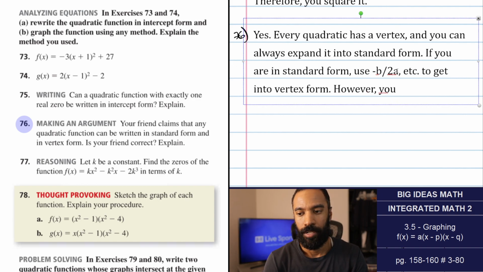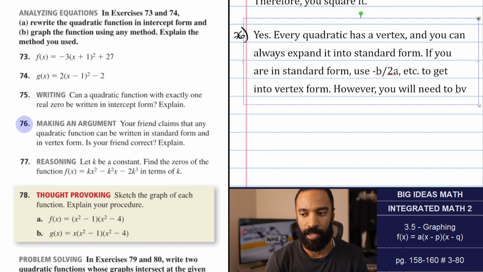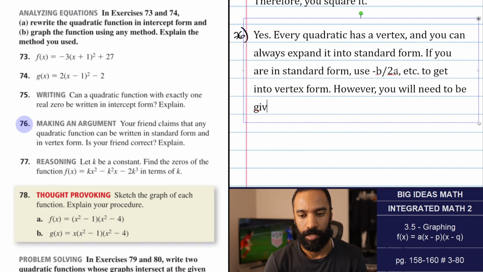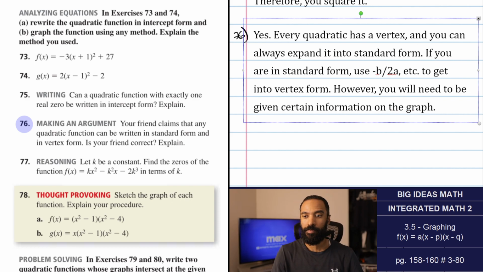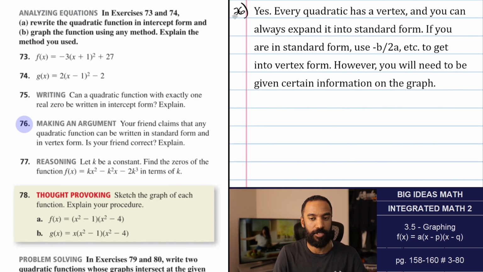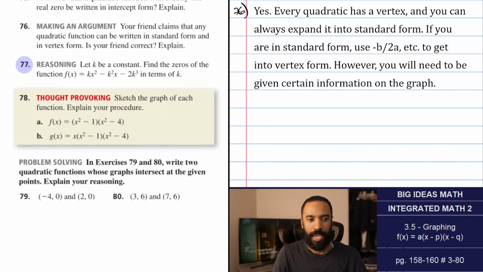However, you will need to be given certain information on the graph. The vertex would be nice. 3 points on the graph would be nice. Those intercepts and stuff would be nice. But yeah, you can. Your friend's correct. Good friend.